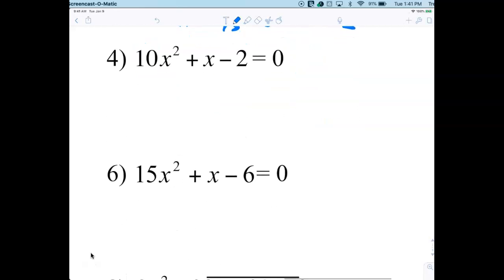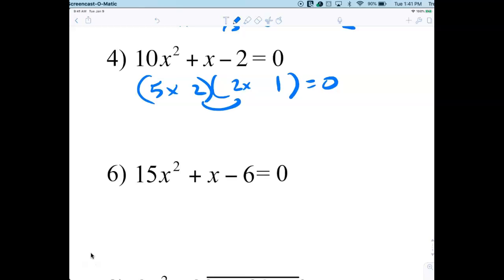Number 4. Let's factor. 5x, 2x. Where does the 2 have to go? On the left. Where does the 1 go? Smiley face. What do we got? 4 and 5. So what do we have?